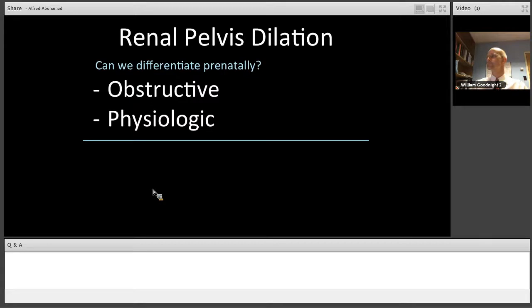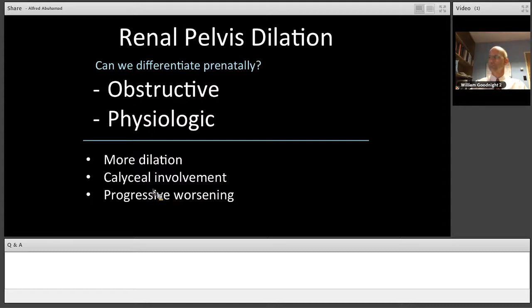So could we actually differentiate between a truly obstructive uretero-pelvic junction obstruction or a physiologic one from the presence of excess, either hormonal or overhydration? I would say in general, no. However, if you have more dilation of the renal pelvis, the larger it is, certainly if you have calyceal involvement, and if you see progressive worsening as you follow up those patients, that tends to be more of an obstructive nature rather than a physiologic nature.